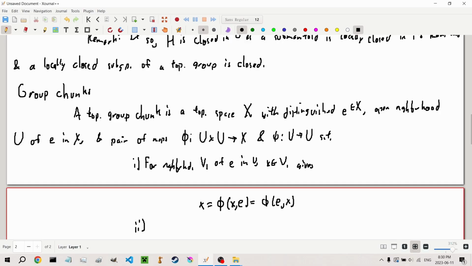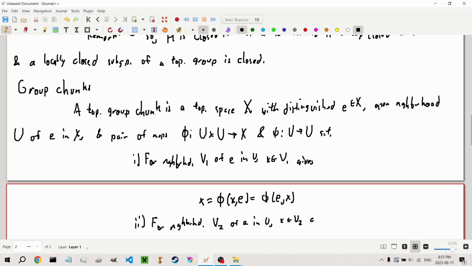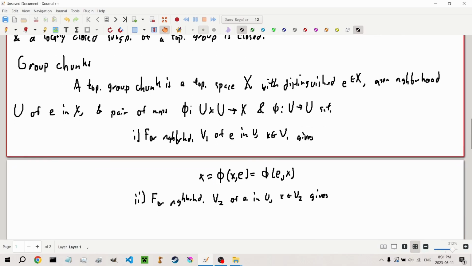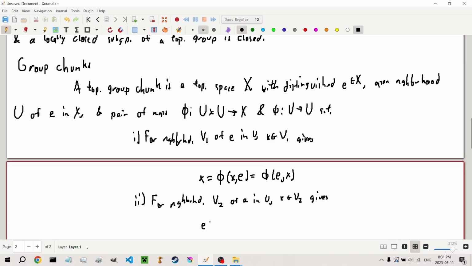Secondly, for some neighborhood v2 of E in U, x in v2 gives that our distinguished E is phi of x and cx and phi of cx and x. You could probably tell kind of what the idea here is.